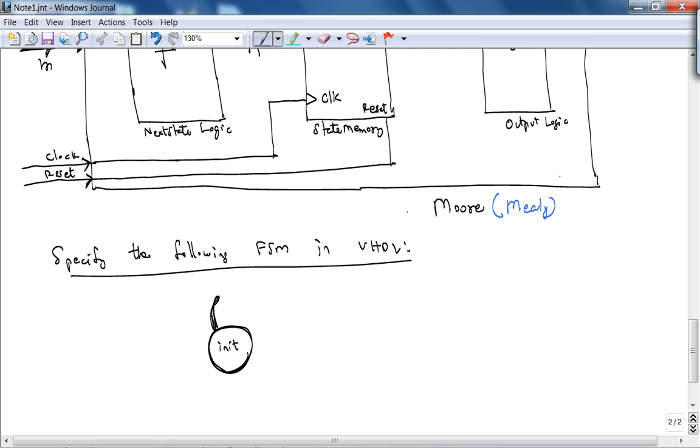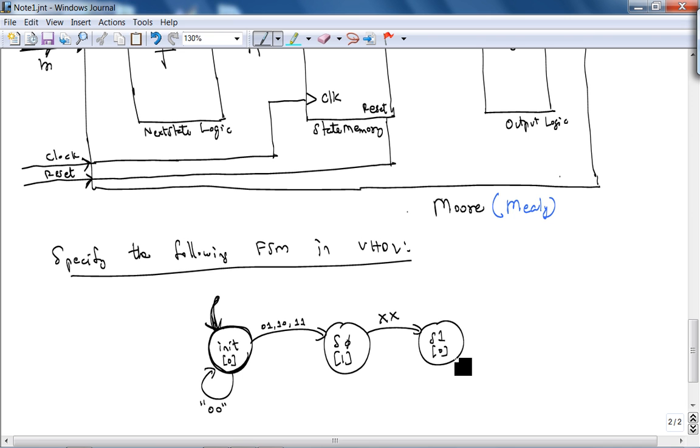And let's make it a Moore machine. So the output here is 0. If the input is 0, 0, then we stay in the same state. If not, if it's 0, 1, 1, 0, or 1, 1, we go to a different state from S0, and let's make this output 1. Then we immediately, we don't care about what the input is, we immediately jump to S1 and we stay there. Let's make the output here 0.